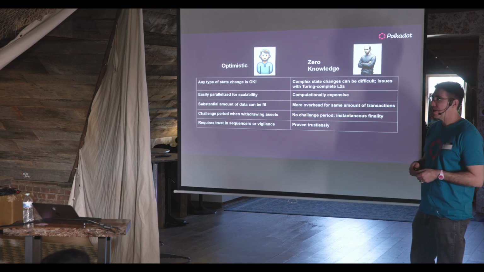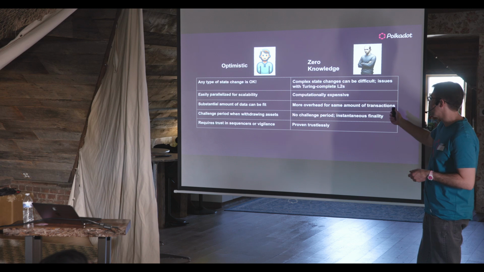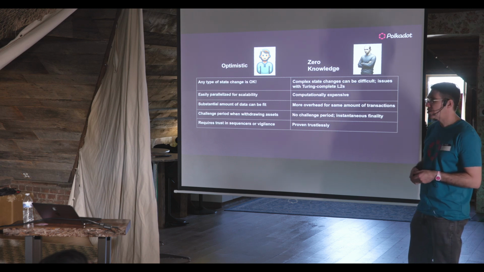With optimistic, you've got a substantial amount of data compared to zero knowledge proofs. You have a lot more overhead for the same amount of transactions or the same amount of data.